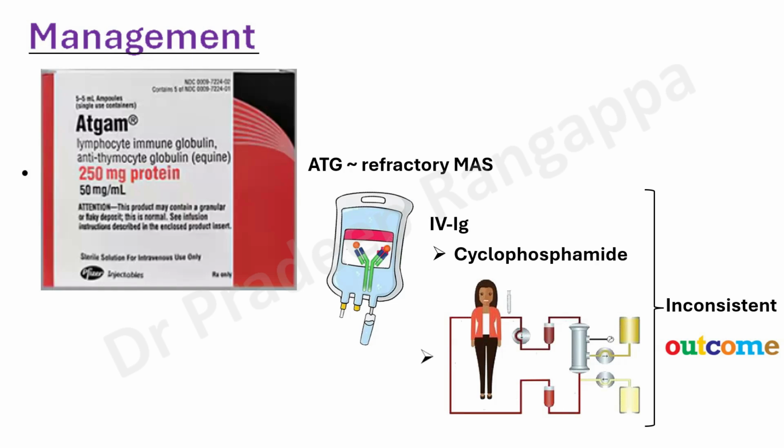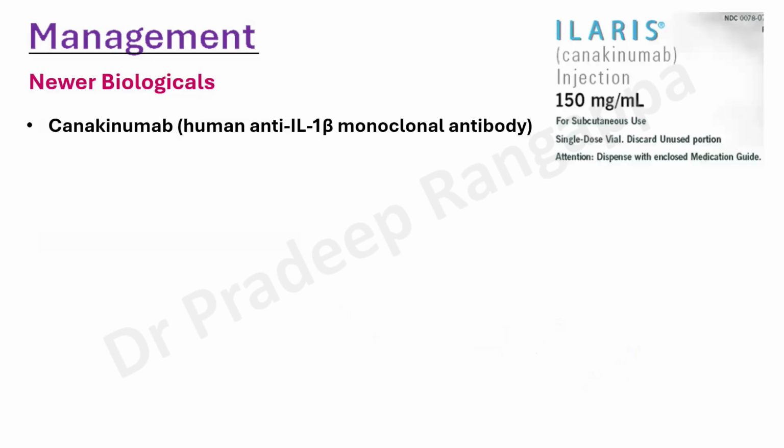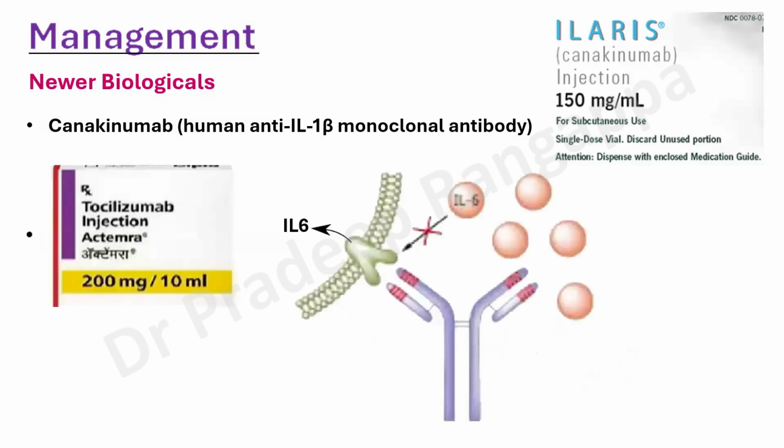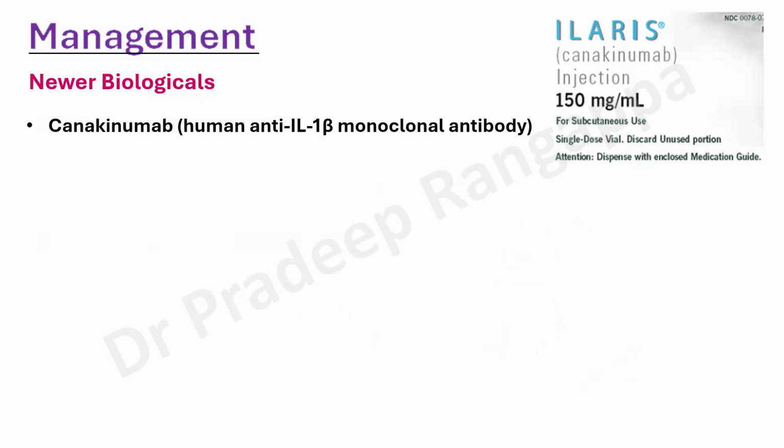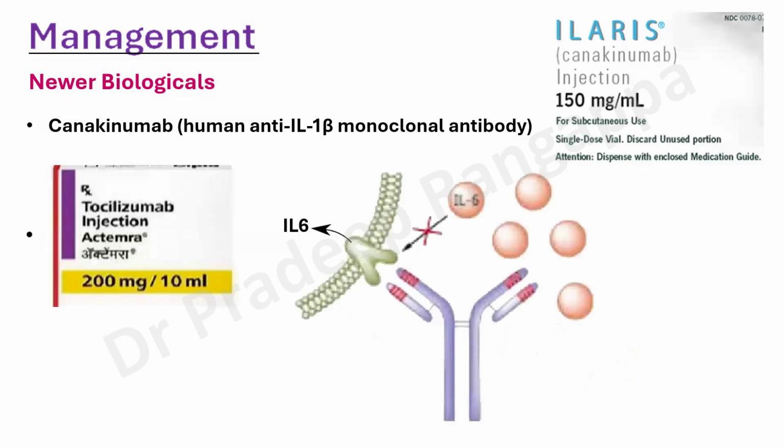Then there are new biologicals that have come, which are immunoglobulins. The newer biological is canakinumab. This is a human anti-interleukin 1 beta monoclonal antibody, and the dosage is, as you see, 150 mg. So canakinumab has been used in some of the patients who are refractory, and they've used tocilizumab, which is an IL-6 receptor blocker. I'm sure most of the listeners are very familiar with the use of tocilizumab.